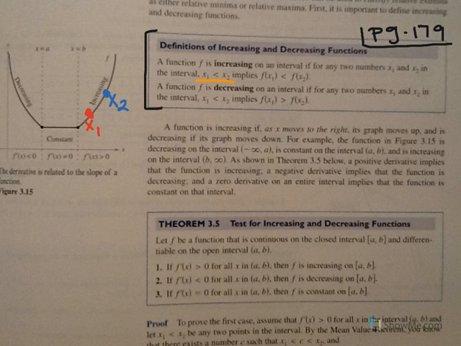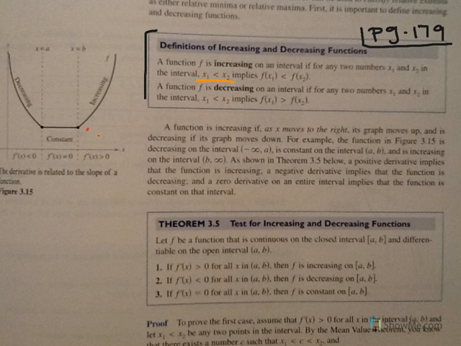So it implies that f of x1 is less than f of x2, and that means the y values. So is the y value here less than the y value here? And yes, of course it is. So if I can pick any 2 points on a function and this is true, then this is an increasing function. Or at least it is on this interval. Okay?